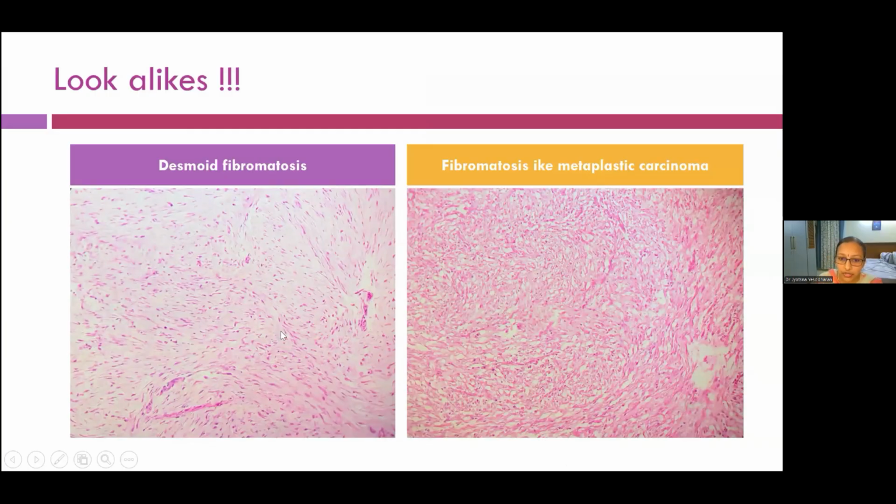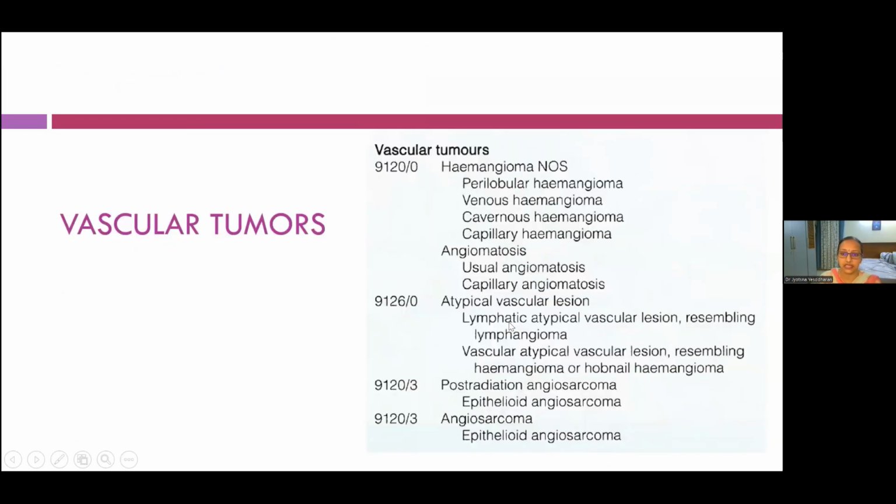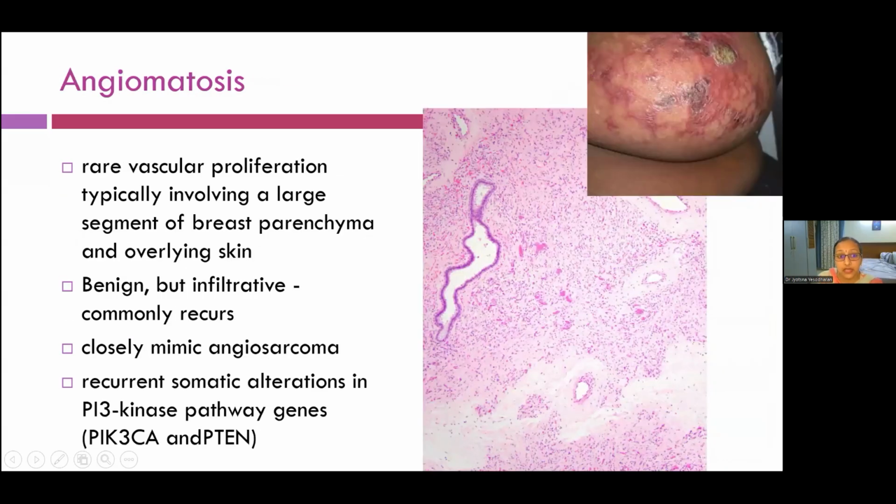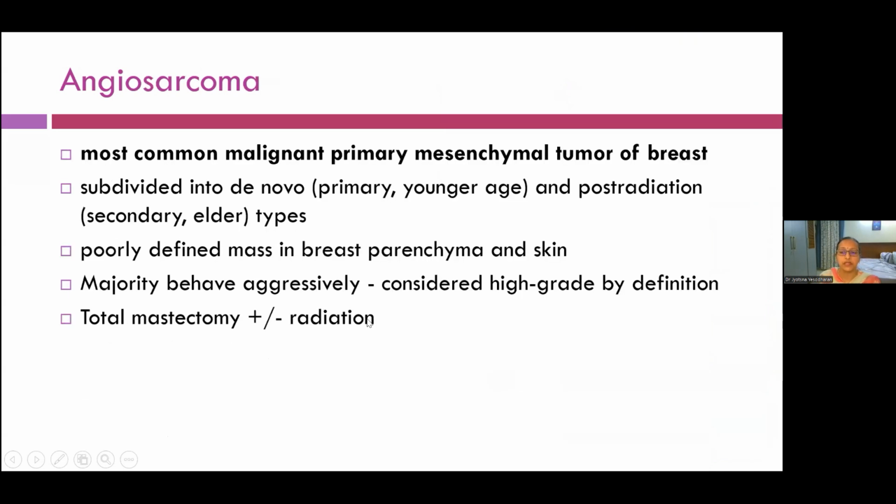So mind you, this is a desmoid fibromatosis, but you have a very close lookalike, that is fibromatosis like metaplastic carcinoma, which you always need to exclude before diagnosing a pure mesenchymal tumor. Coming to the vascular tumors, hemangiomas, they're the most common benign lesions. They may present as a mass, and the commonest subtype is a perilobular adjacent to a lobule. They are circumscribed with vessels lined by very uniform looking endothelial cells. Angiomatosis is again a benign, rare vascular proliferation, but it typically involves a big area of the breast parenchyma and overlying skin. So it can mimic an angiosarcoma.